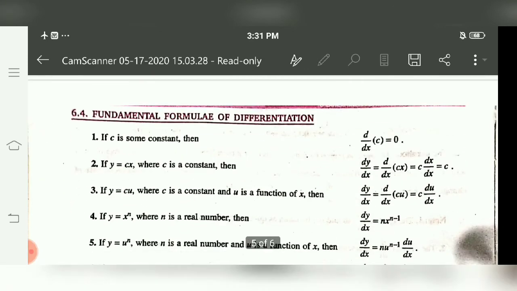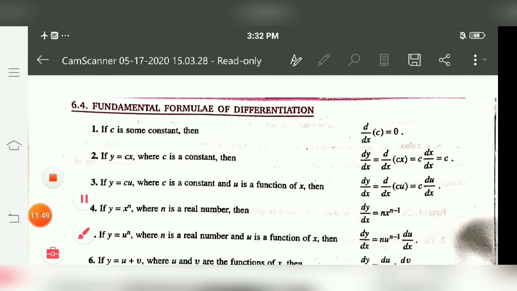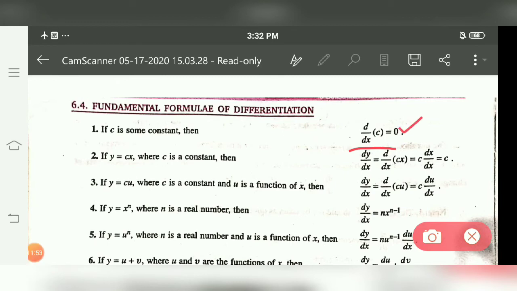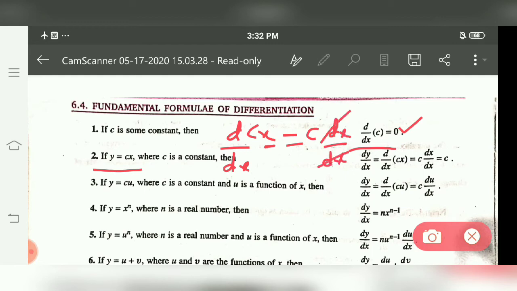Now next, there are a few formulas. If we take the derivative of a constant, as a constant does not change, the change is 0. If y equals cx, the derivative d/dx of cx, where c is a constant and x is a variable: if a constant is multiplied with the variable, we take the constant outside the derivative. Inside we get dx by dx, which cancels, so we get only c.